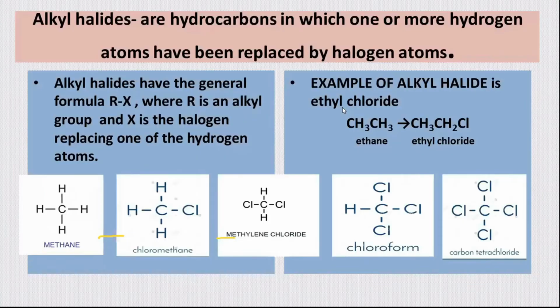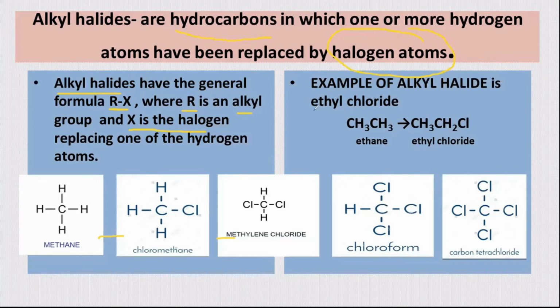Next one, we have alkyl halides. So what are alkyl halides? They are hydrocarbons in which one or more hydrogen atoms have been replaced by halogen atoms. Alkyl halides have the general formula RX. Remember, R is the alkyl group and X is the halogen, replacing one of the hydrogen atoms.